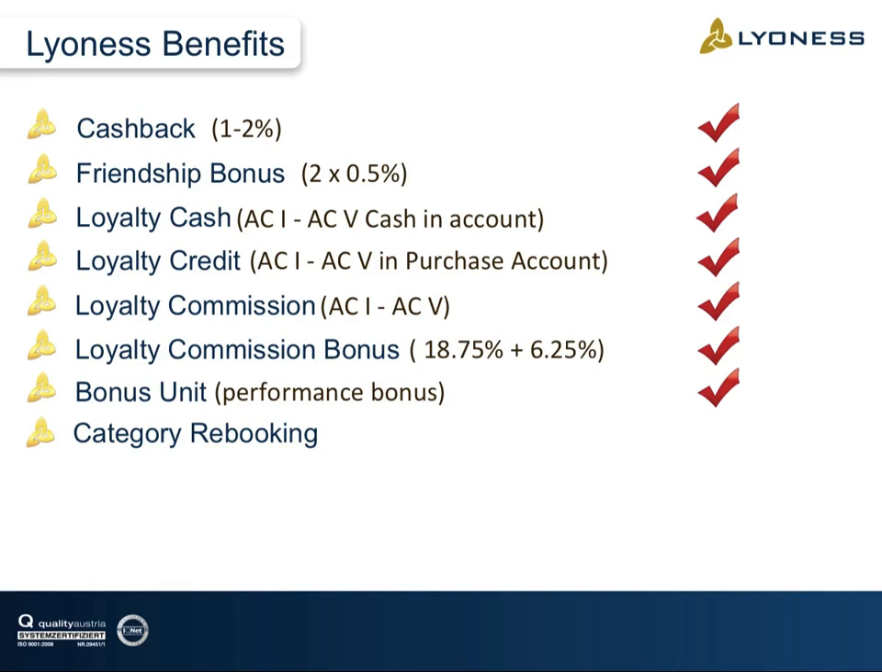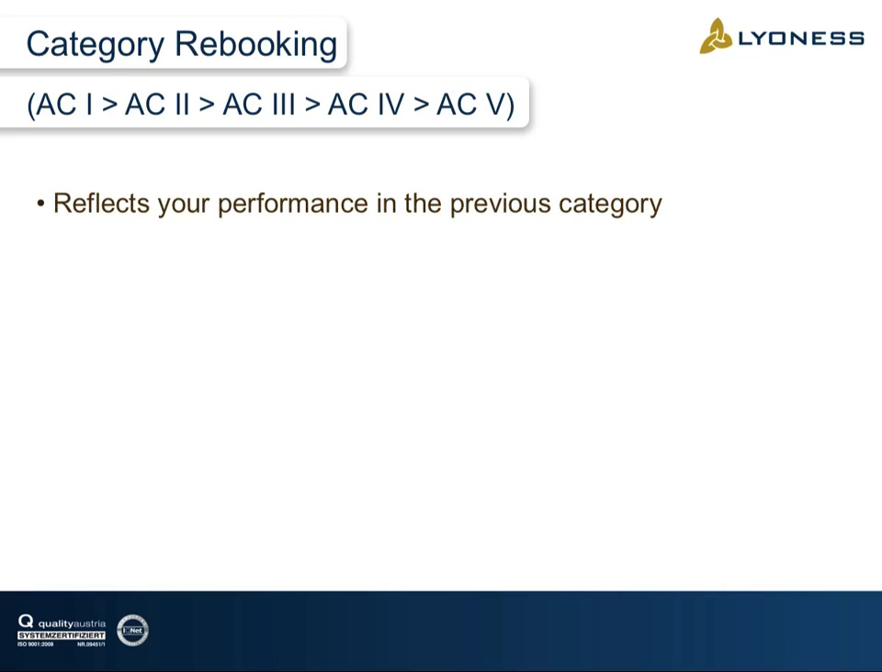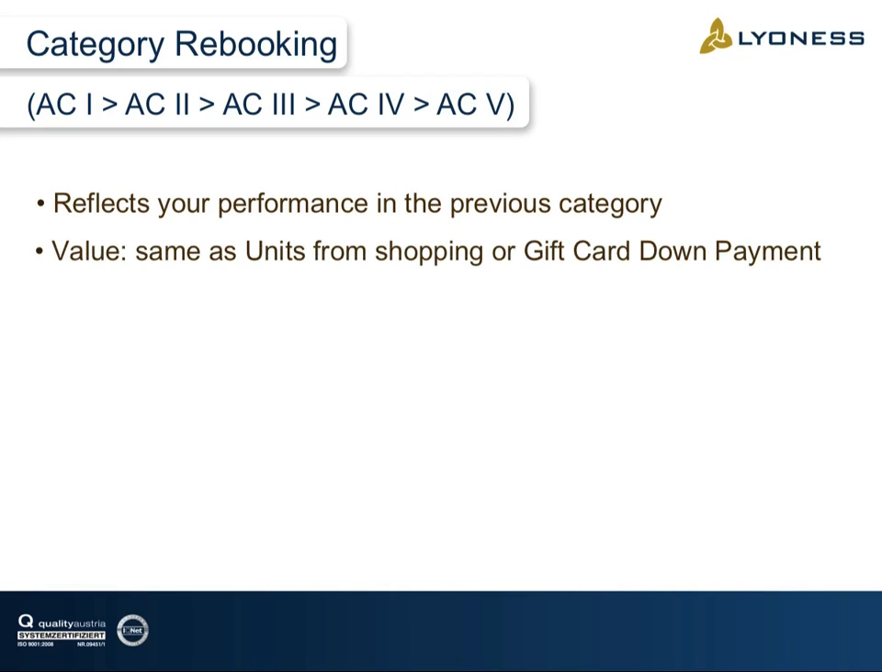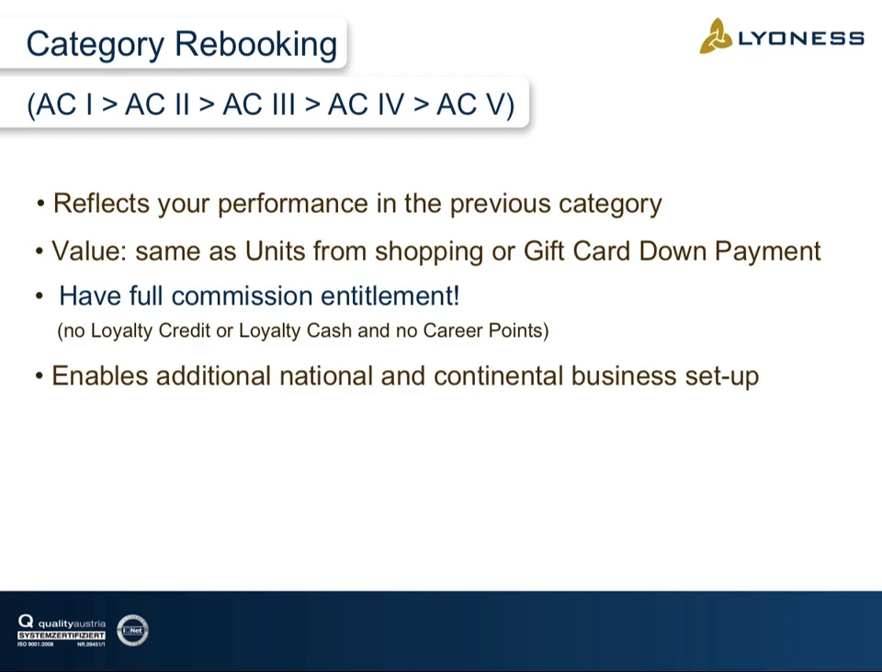Okay, so income number 8 is called category rebooking. Category rebooking reflects your performance in the previous category. Value is the same as units from shopping or gift card down payment. Have full commission entitlement, no loyalty credit or loyalty cash, and no career points. It enables an additional national and continental business setup and supports your business setup.